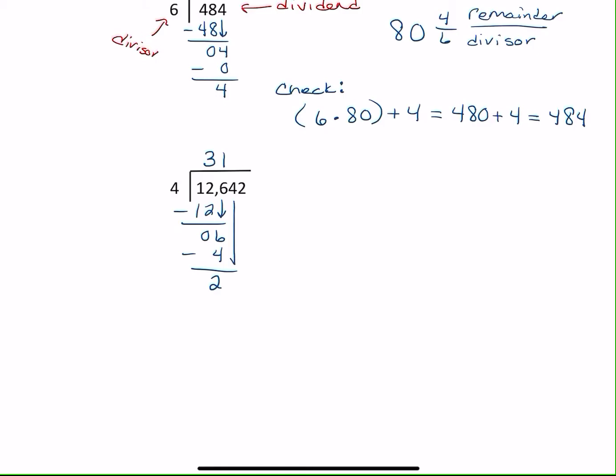Bring down the next digit. So 4 into 24 is 6 times. 6 times 4 is 24. And again, you're going to subtract. I've got 0, and then I've got one more digit to bring down. So I'll bring the 2 down. 4 will not go into 2, so I put a 0 there. So 4 times 0 is 0, and you subtract and get a remainder of 2. So again, you can write it like that, or as 3,160 with 2 over 4.